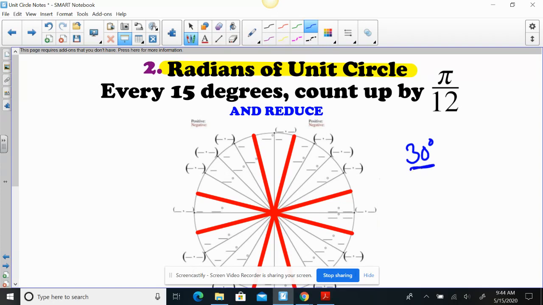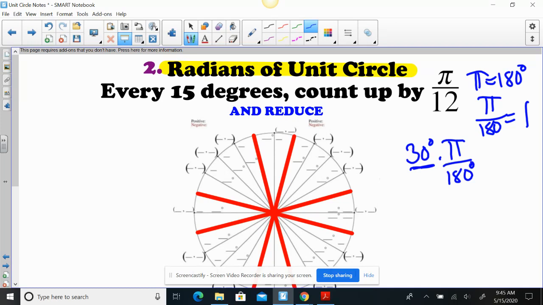So if I'm at 30 degrees, remember pi equals 180. So I could write pi over 180 is really just a form of 1, because it's really just 180 divided by 180, or you could think of it as pi over pi. So if I have a degree, I'm going to multiply by that pi over 180. The division will undo this degree here. It's just like those conversions you do in science class.